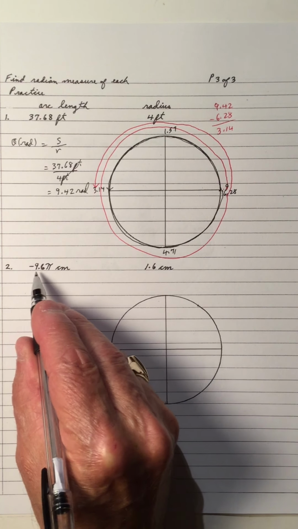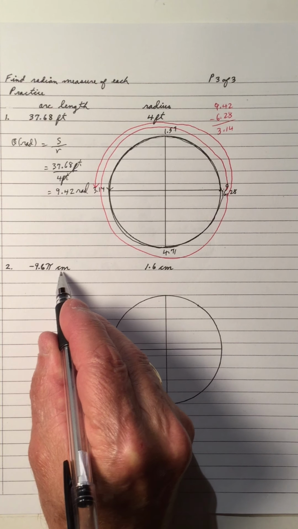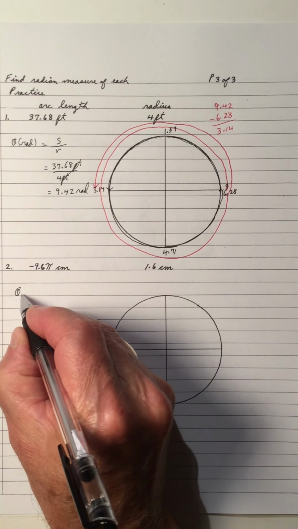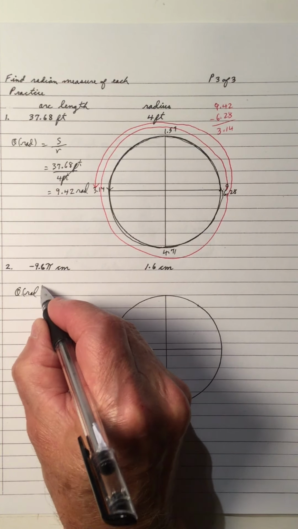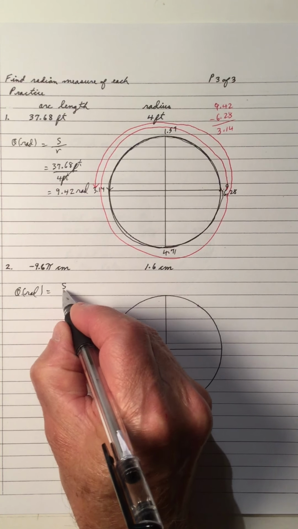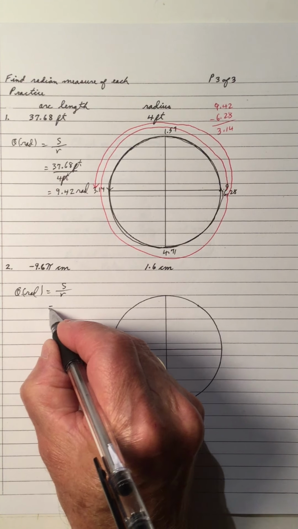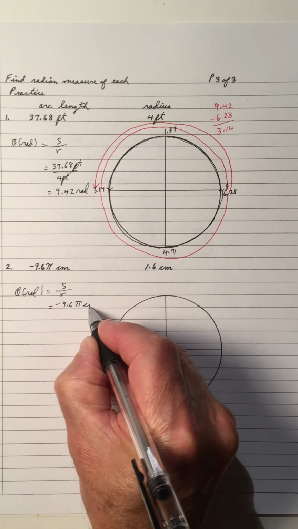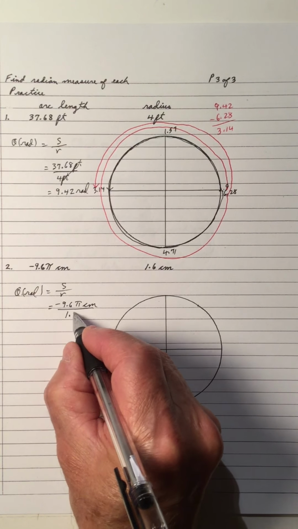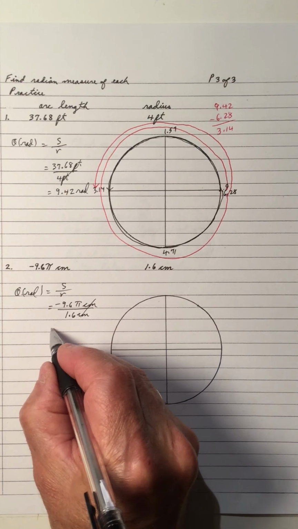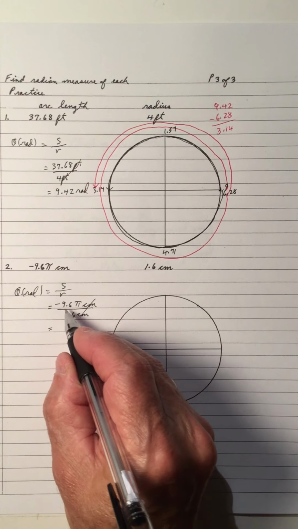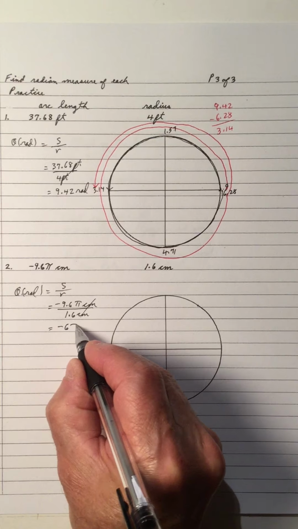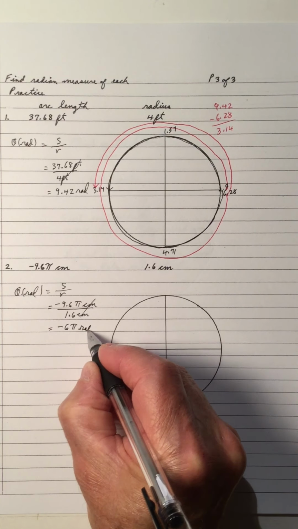And number 2, we have negative 9.6 pi centimeters, and the radius of the circle is 1.6 centimeters. So the radian is defined as S over R, which is the arc length, negative 9.6 pi centimeters divided by 1.6 centimeters. Centimeters cancel, and negative 9.6 pi divided by 1.6 is a negative 6 pi radians.